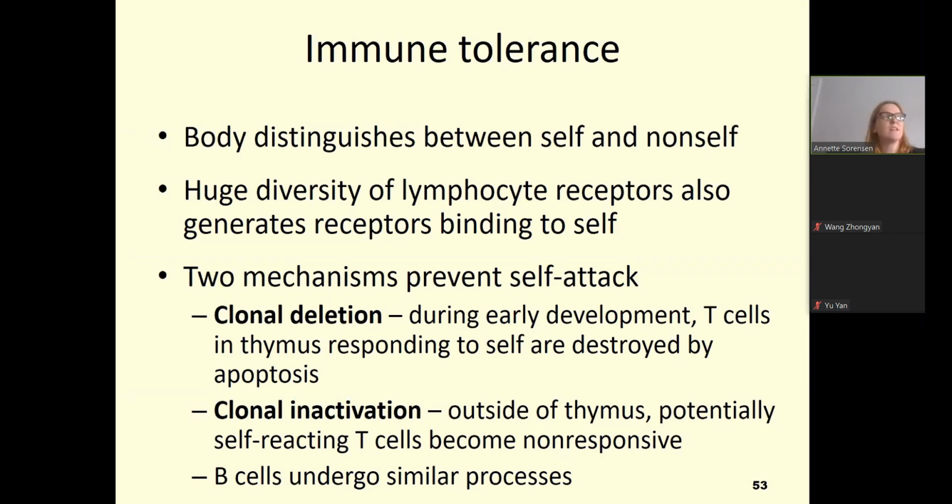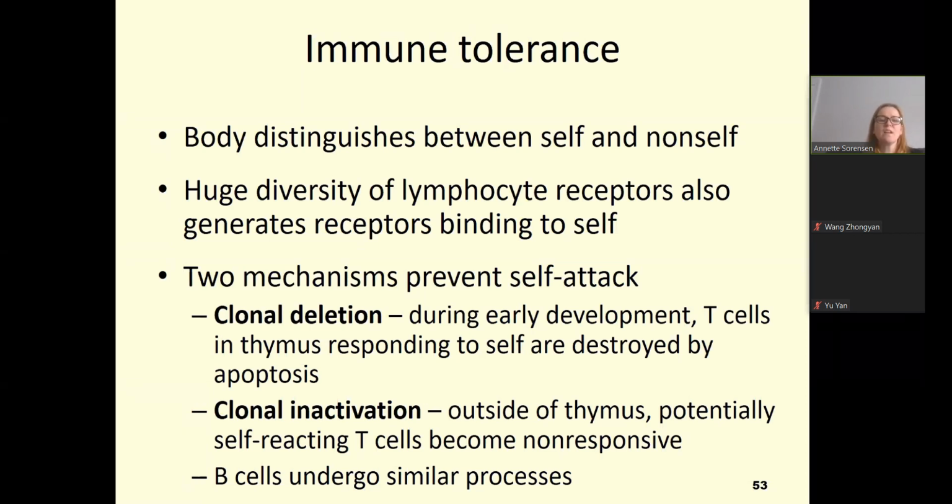So there's quite a large diversity of lymphocyte receptors, and they also generate receptor binding to self. There are two mechanisms which are preventing an attack on the body's own cells. One is called clonal deletion and one is called clonal inactivation. Clonal deletion occurs during early development.